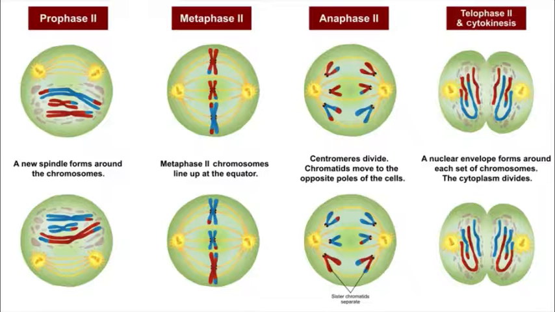Now we are moving on to prophase of meiosis 2. What are the phases included in it? Prophase 2, metaphase 2, anaphase 2, telophase 2. And this meiosis 2 is the same as that of mitosis.